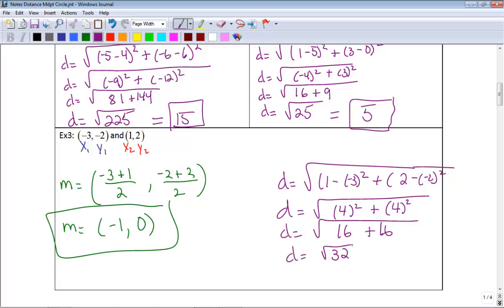Well, can I take the square root of 32? Nope, that is not a perfect square. But can I simplify it? Yes. What two things multiply to 32, with one of them being the largest perfect square? Well, that would be the square root of 16 times the square root of 2. So the distance between those two points will actually be 4 square roots of 2, because the square root of 32 simplified is 4 square roots of 2.